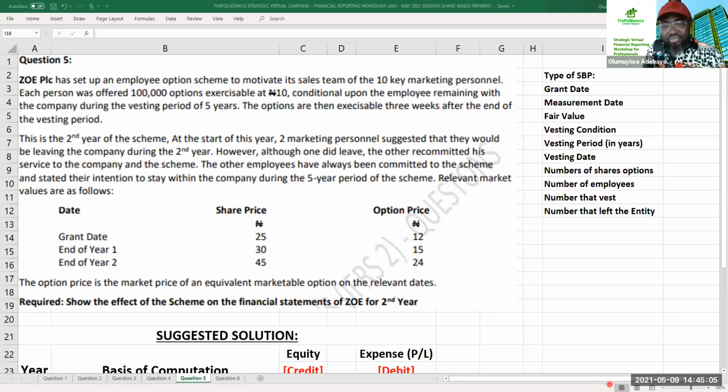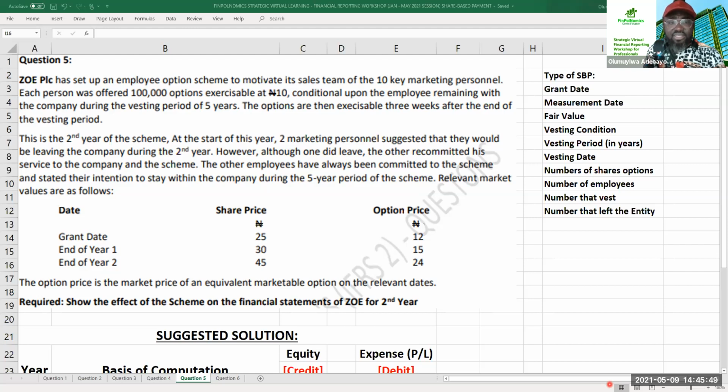If you check the question carefully, what we need to understand is very simple. The first thing is that there are 10 key management or marketing personnel involved in this scheme, and each person will be offered 100,000 options exercisable at 10 naira, which is the exercise price or the strike price. This is conditional upon the employee remaining with the company during the vesting period of 5 years, which means the vesting period is 5 years and is a service condition. The options are then exercisable 3 weeks after. That is just a passive statement, which is not relevant to what we want to do now.